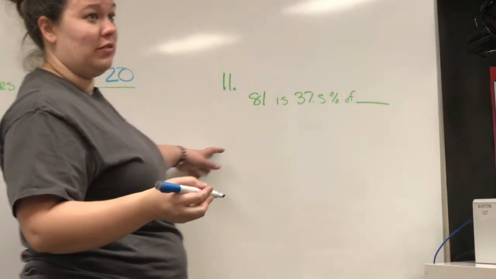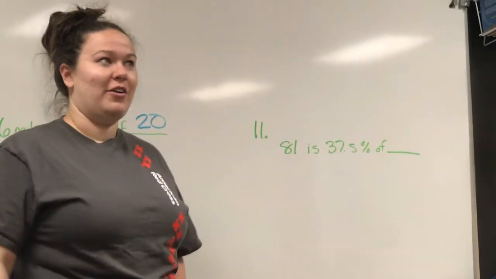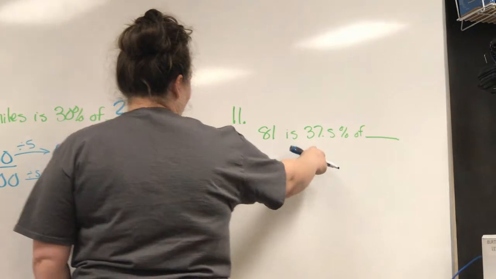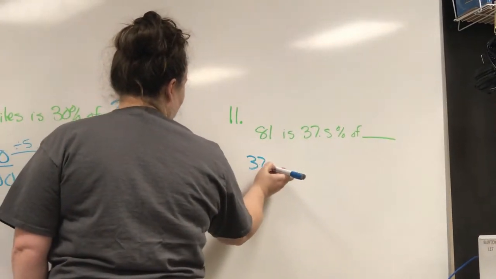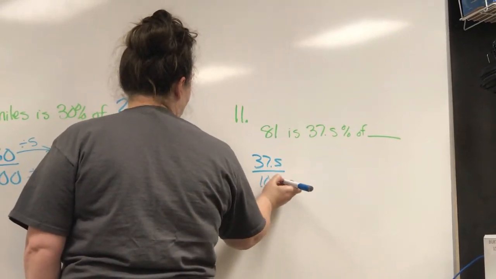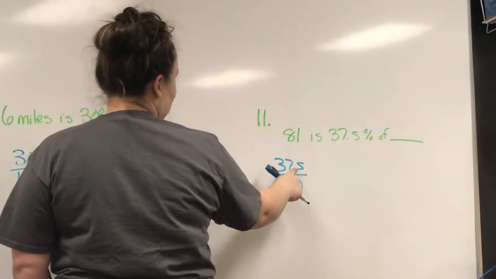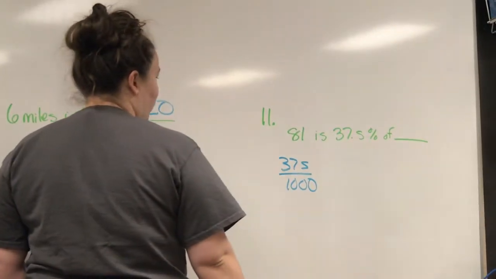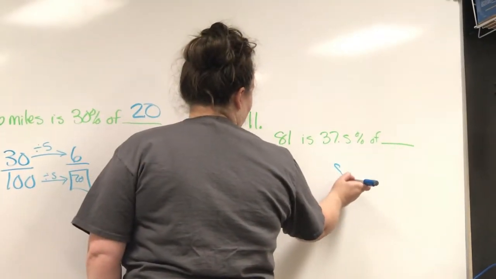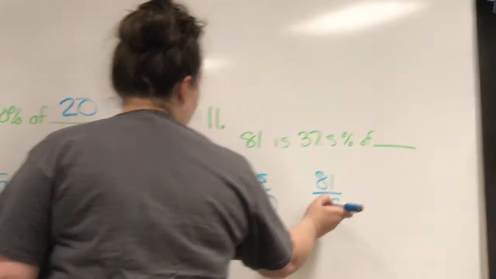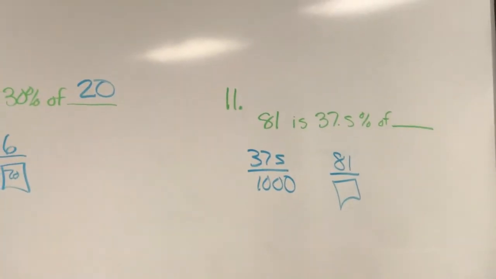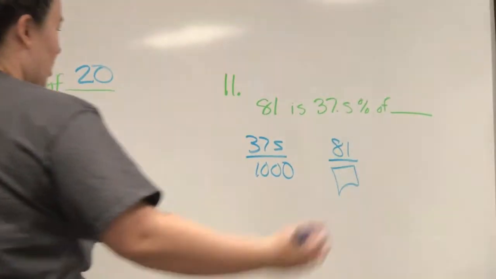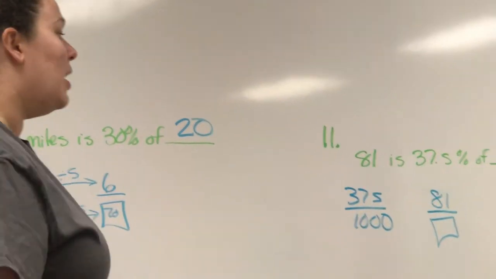This is the one that I'm actually afraid of. Let's see if I can do it. So, percentage over 100. 37.5 over 100. However, we do not like decimals. I have to move one decimal that way. That means I have to add 1 zero that way. And I have to put 81 over a question box. Okay. I don't know if these two numbers get along. They might get along perfectly, but I don't know.